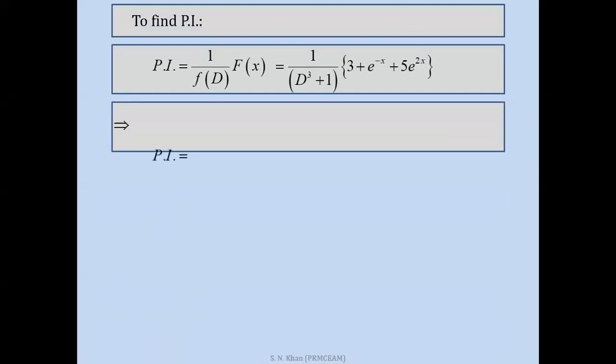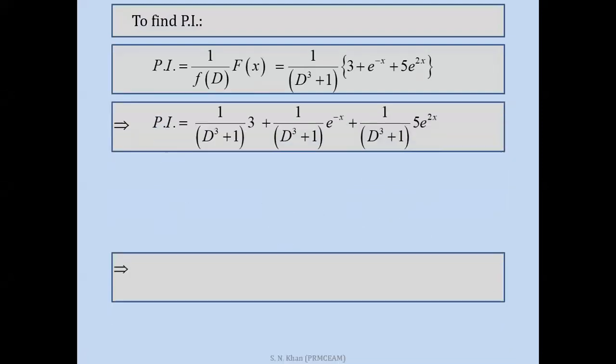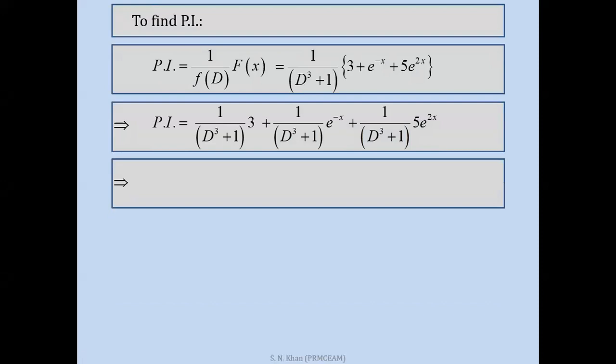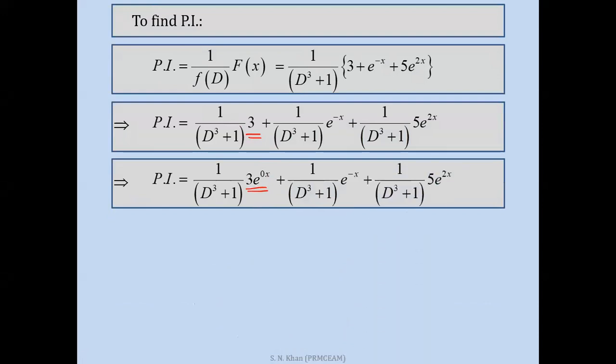Okay, so we are on this equation. We applied the operator separately on each term. Now the first term contains only the constant 3. So we can write it as 1 upon D cube plus 1 operating on 3 times e to the power 0x. Okay, 3 as it is, into 1, which becomes e to the power 0x. The next term is as it is, and the last term is also as it is. In these I have not changed anything yet.